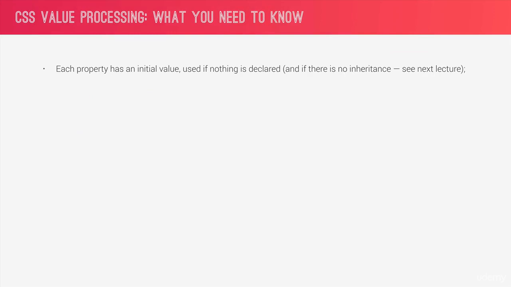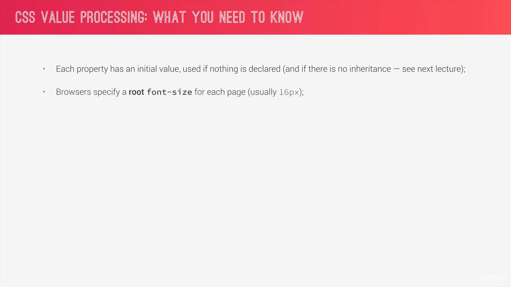Alright, let's now quickly summarize what we learned in this lecture. Maybe you can even print this out if that makes learning easier for you. So, each CSS property has an initial value which is used if nothing else is declared and if there is no inheritance. But we're going to talk more about inheritance in the next lecture.